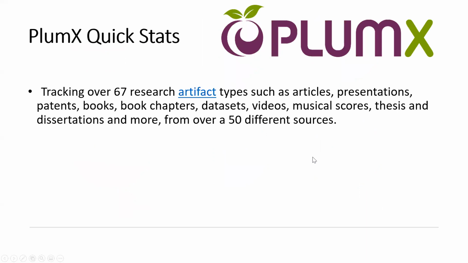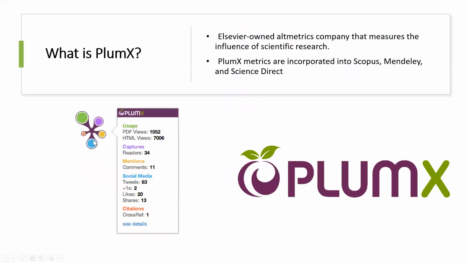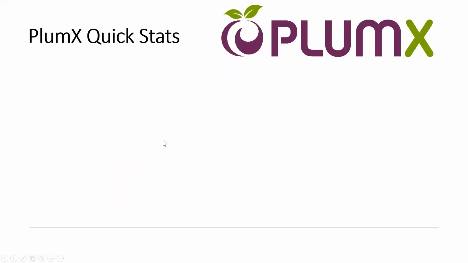So this is the logo, and these are the colors of different groups of the metrics. And you can see that this is the example of the metric when the highest impact was from the usage, and then the impact was from the social media.